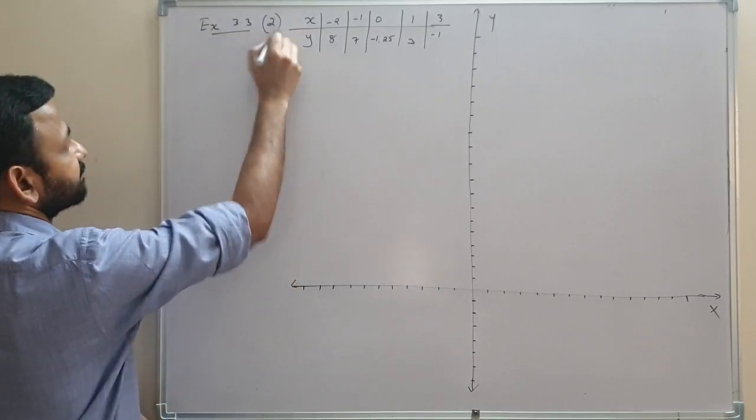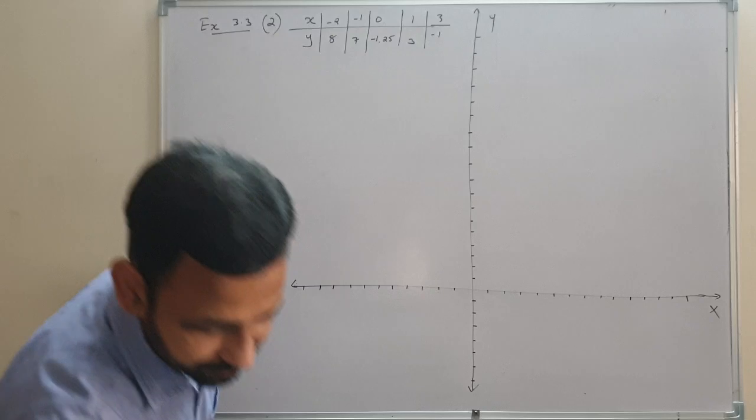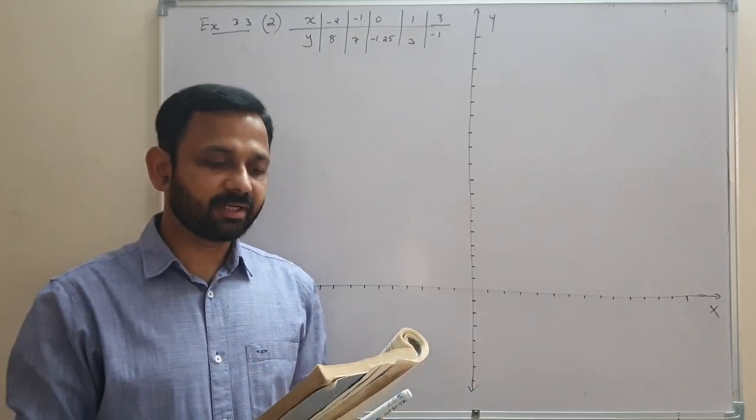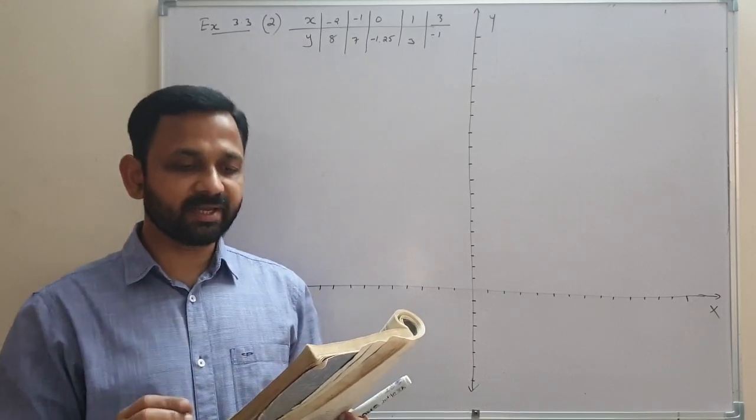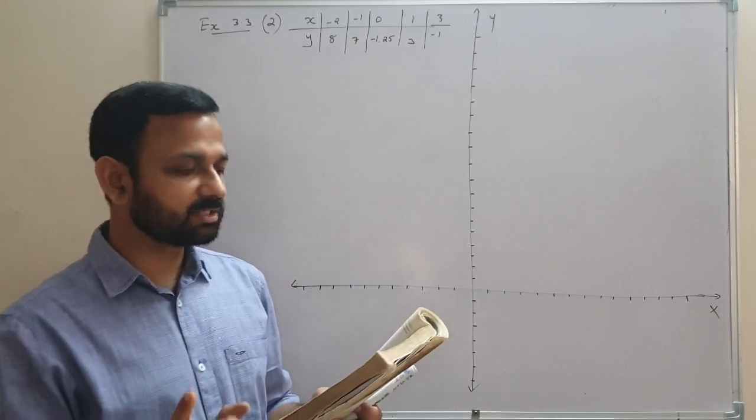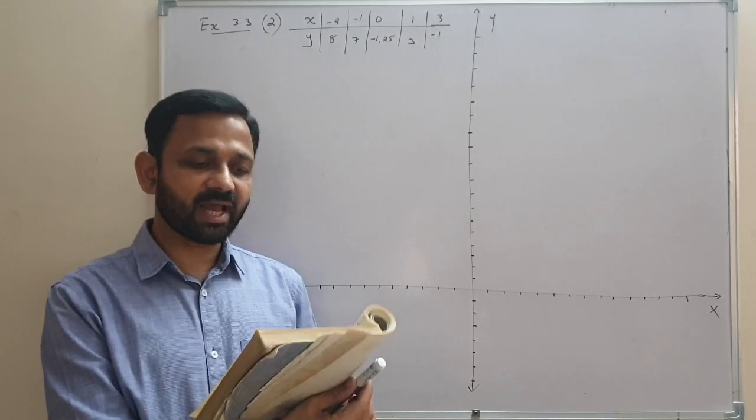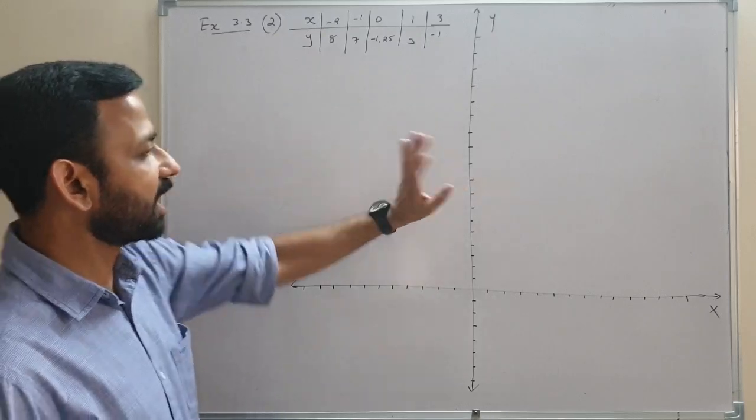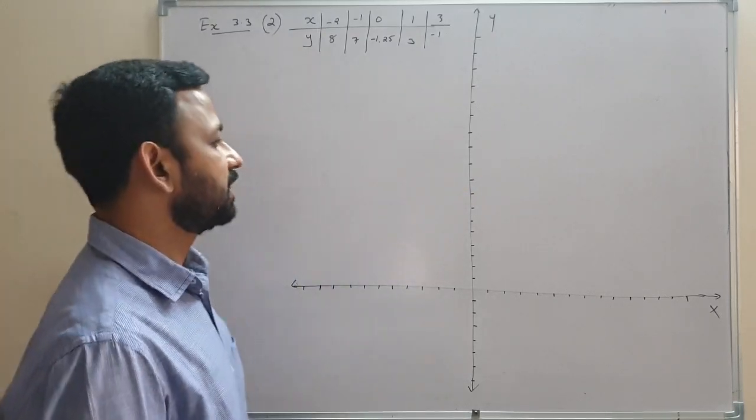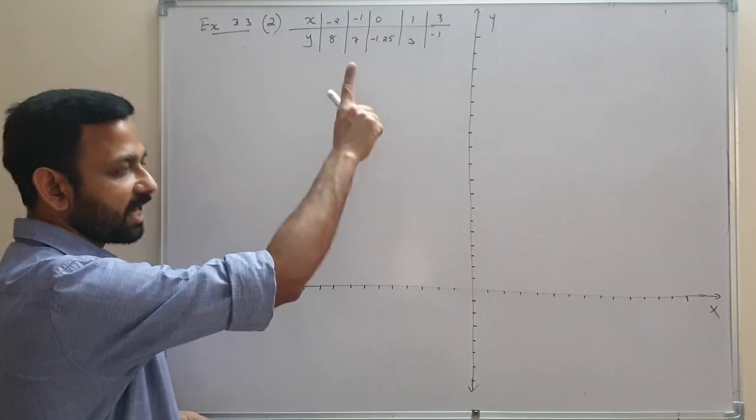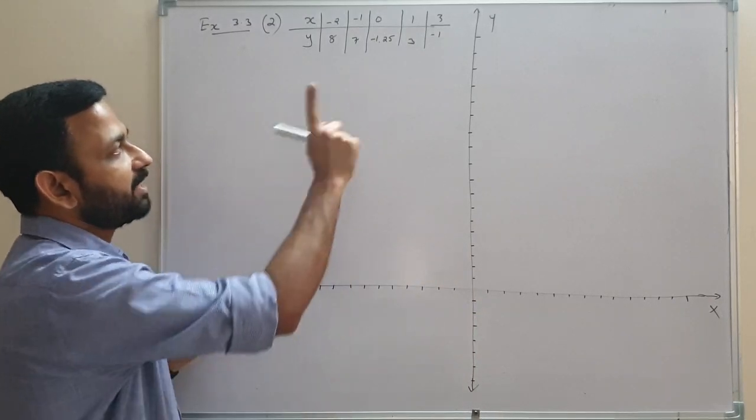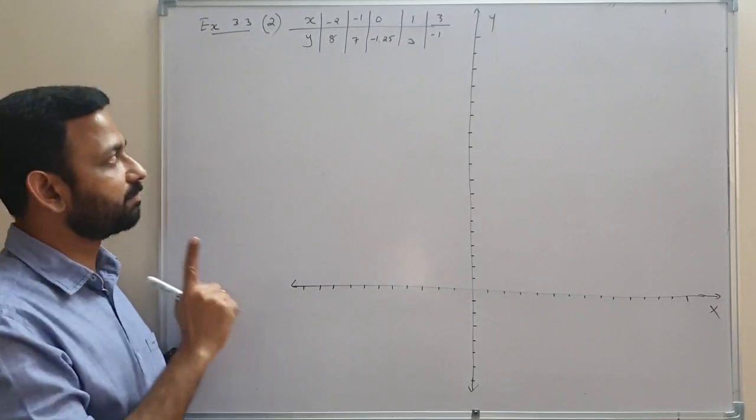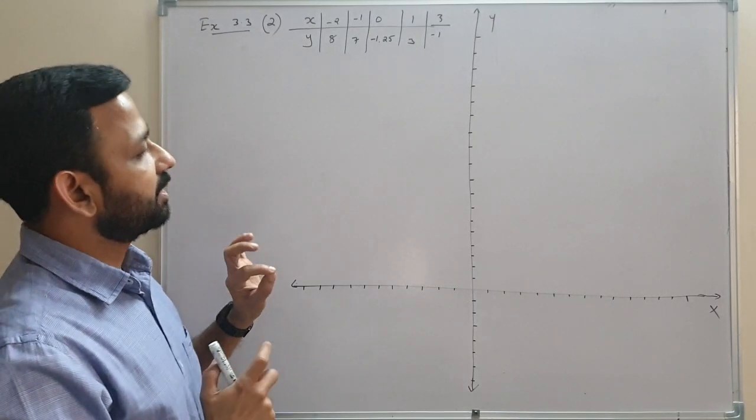I am explaining the second question. Plot the points x, y given in the following table on the plane, choosing suitable units of distance on the axis. So we need to locate the points on a Cartesian plane. Here we can draw the x-axis and y-axis, and here we have a decimal, minus 1.25.